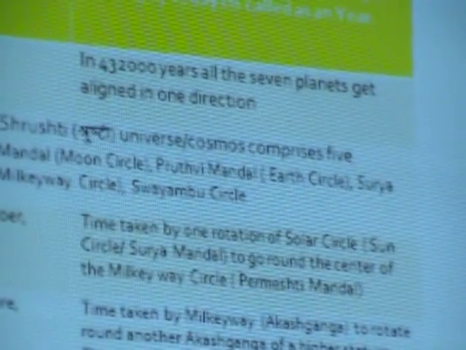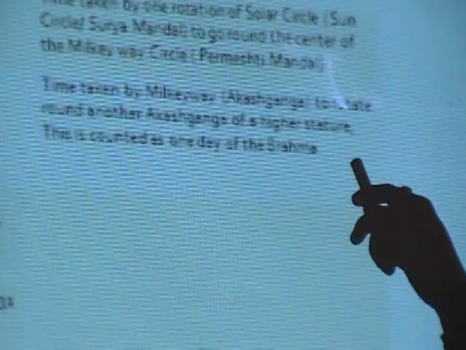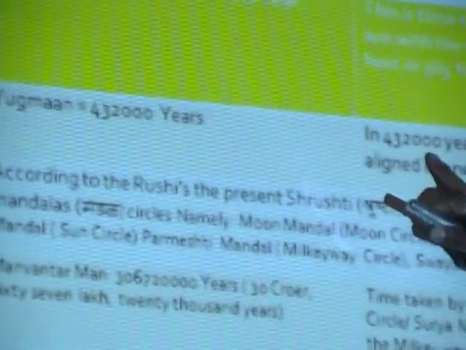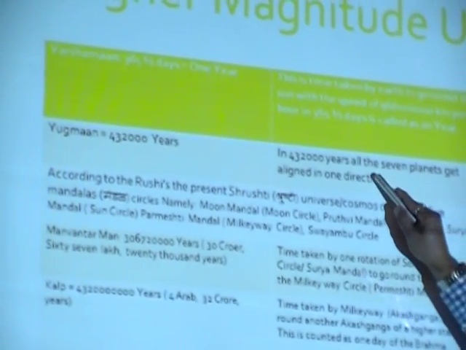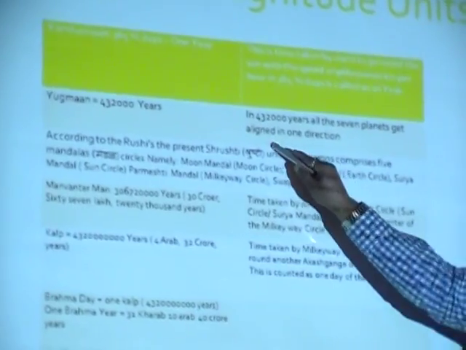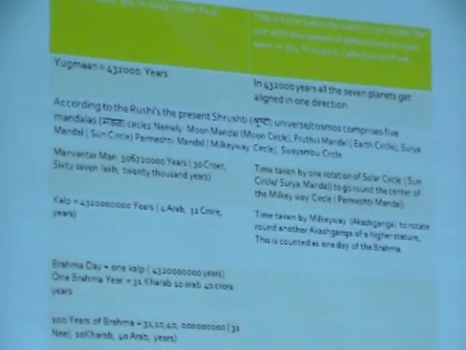According to Bharatiya Kalgarna, once in 432000 years, all the seven planets get in one line.